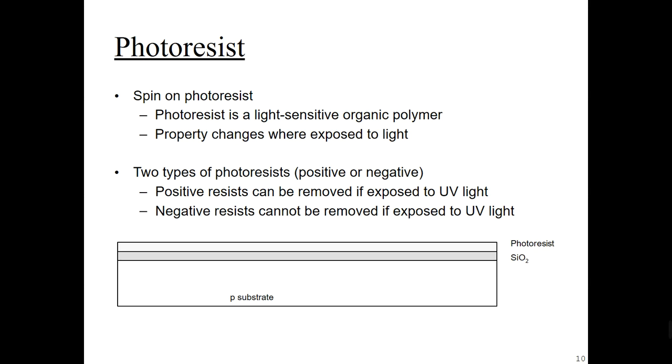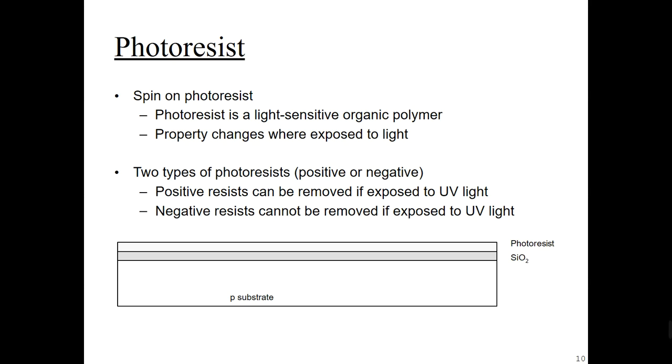Coming to the third step, depositing the photoresist layer, that is simply a spin-on photoresist. Photoresist is a light-sensitive organic polymer, so its property changes when exposed to light. When light is superimposed on the photoresist layer, the property of the layer will change. That's why we are using the photoresist layer here.